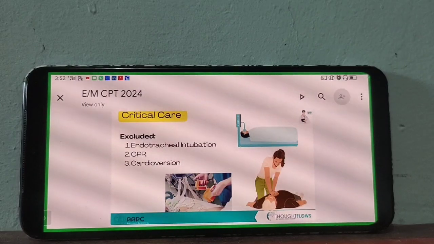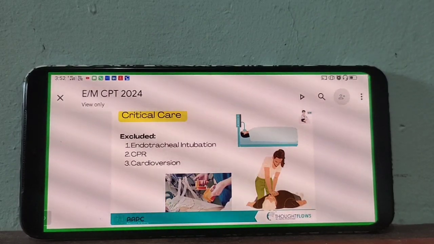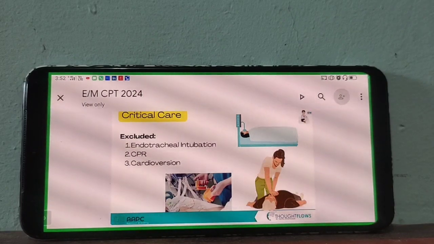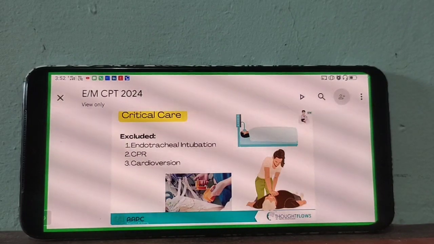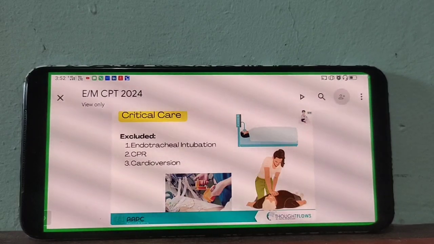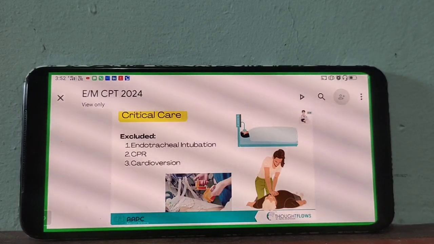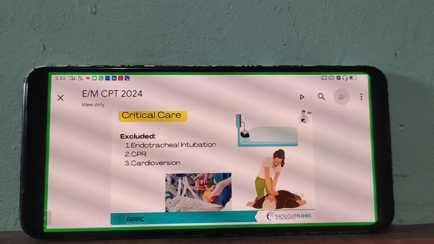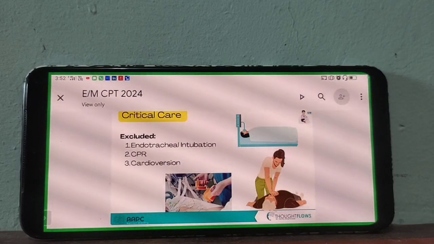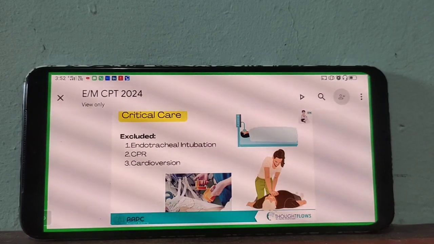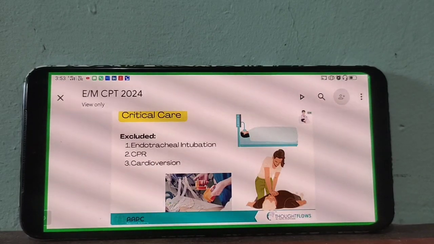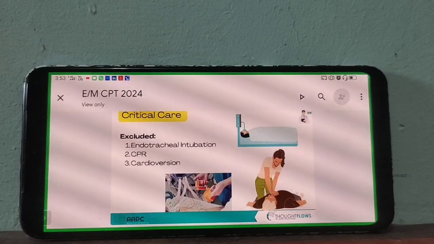Suppose during critical care service, a doctor performs an endotracheal intubation, CPR, and a cardioversion. CPR, I think everybody knows that. If CPR and cardioversion are performed, we should report the codes separately. Endotracheal intubation means a doctor places a tube through the mouth into the trachea for temporary respiration.